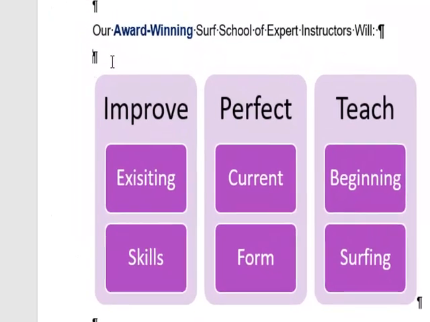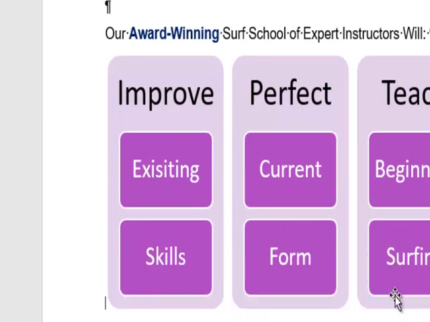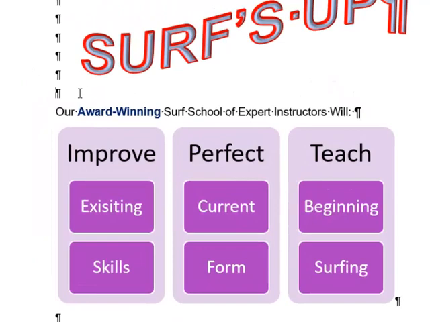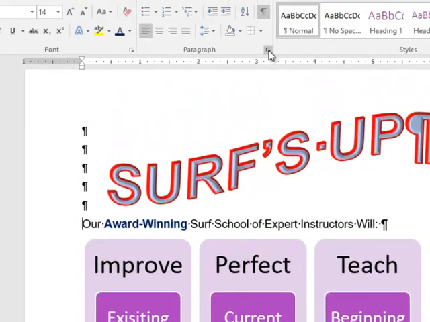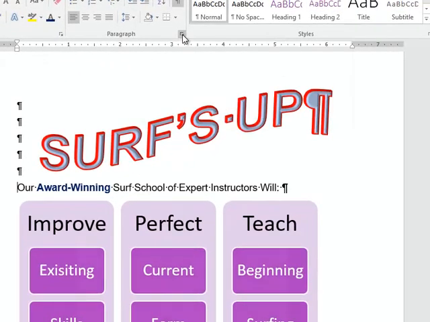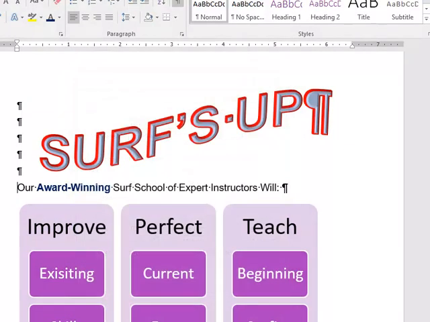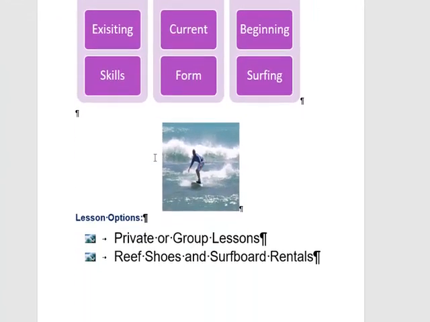I'm going to click right here before my SmartArt graphic, removing that blank line. Now the award-winning school line and the SmartArt graphic are really close together, so we don't want them that close. So I'm going to make sure with my cursor on my award-winning line, I'm going to increase the spacing. Notice there's extra cushioning now after that line.